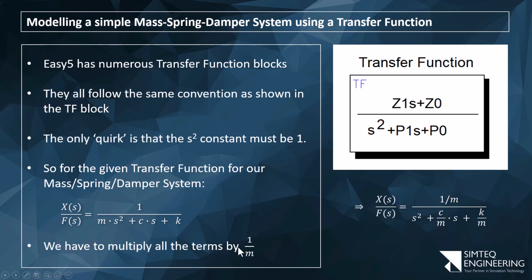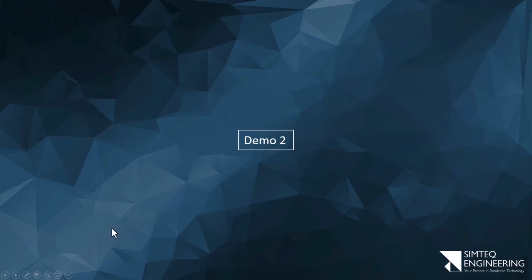And so we have to multiply all of the terms by 1 over m in order to cancel this out. And so that effectively gives us this. The top one becomes 1 over m. M cancels out over here, and then we get the damping coefficient divided by the mass, and we get the stiffness coefficient divided by the mass. So this is the form that we're going to use in our transfer function in Easy5. So let's move over and do that.